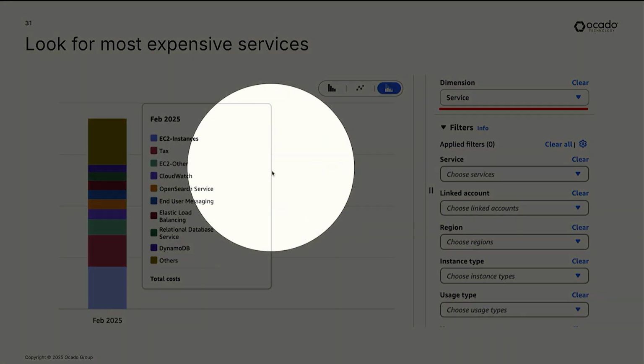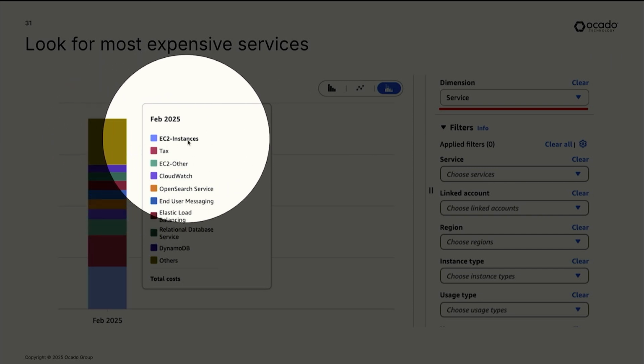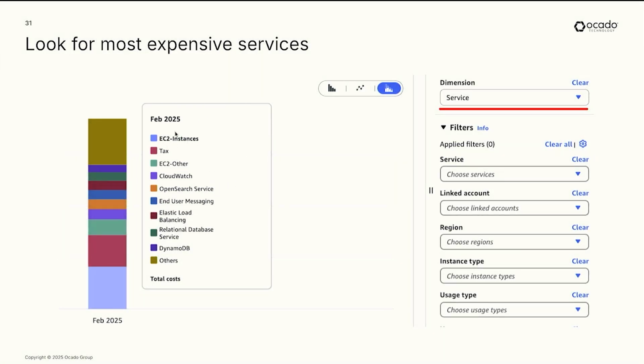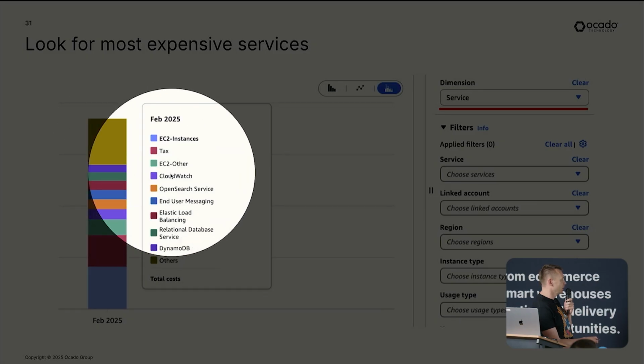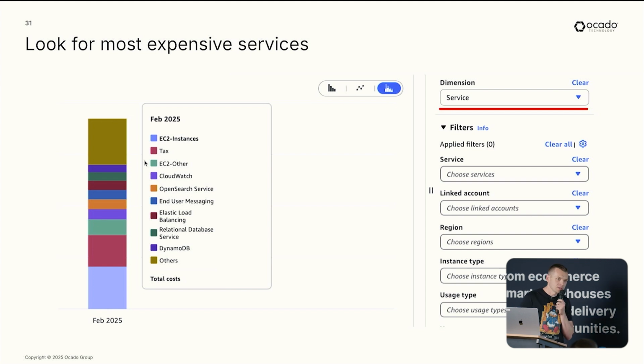And you can see that on the top we have the EC2 instances. Maciek is going to tell you more about how to save there. I'm not going to steal his material. Next one is the tags. As engineers, we can't do much with that. The third option is the vaguely sounding EC2-Other. What it really means is mostly AWS storage and networking.